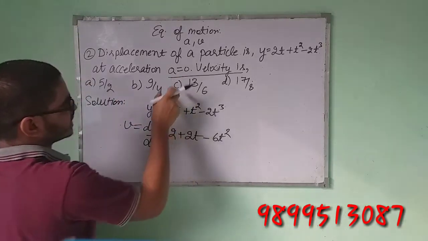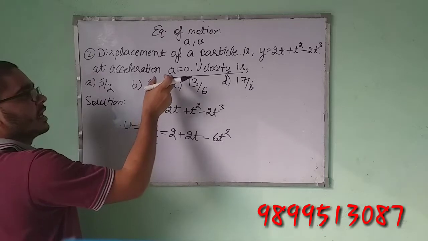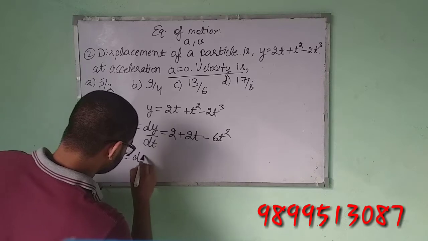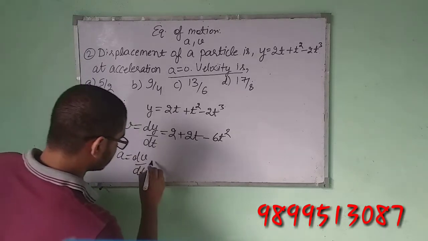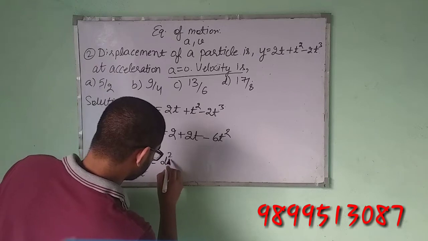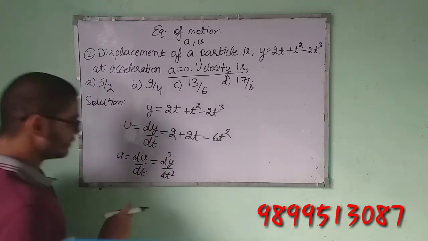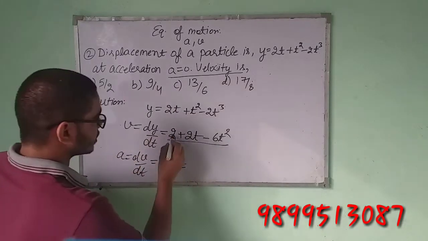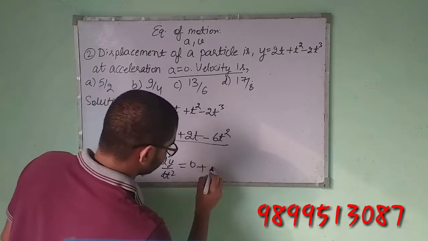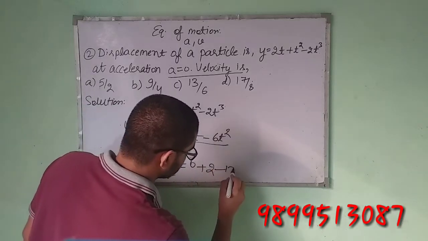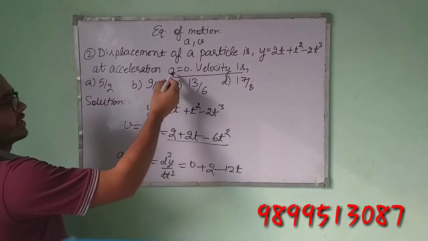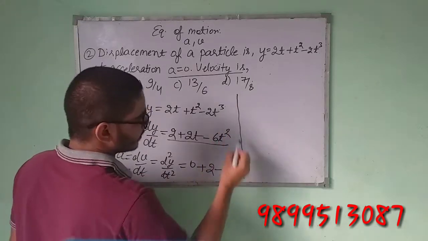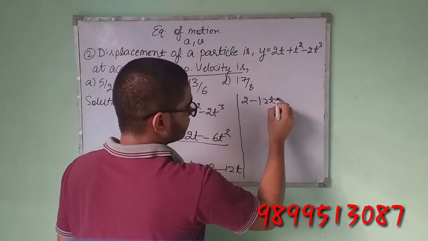But we are given the constraint that we have to find the velocity at acceleration 0. Now what is acceleration? a is equal to dv over dt. What is v? That is dy over dt. So this will be d square y over dt square. That means I have to differentiate this equation once more. So 2 is a constant, so this will be 0, plus the differentiation of 2t, which is 2, minus 6 times 2 is 12t. Now we are given the constraint that a equal to 0. So 2 minus 12t equal to 0.